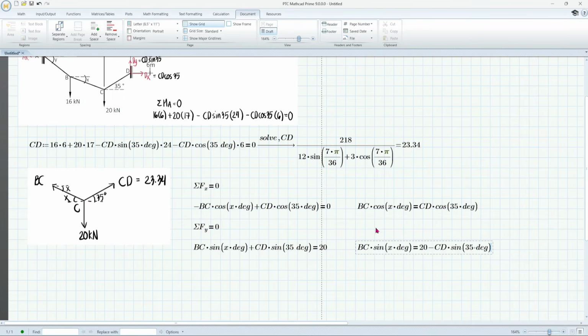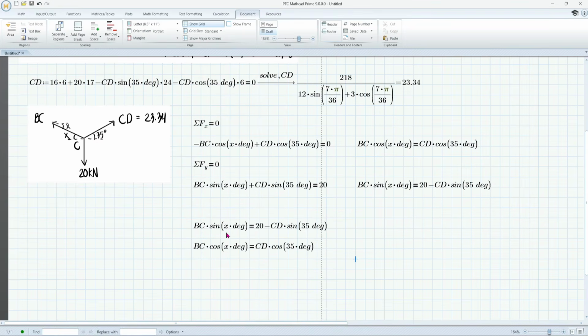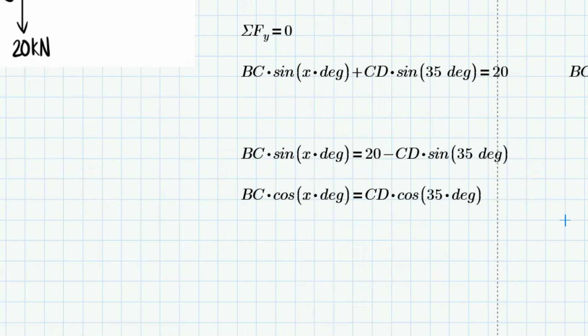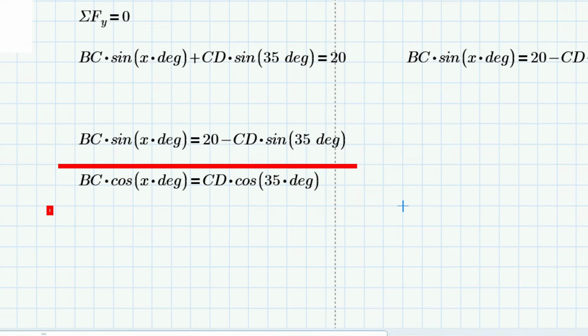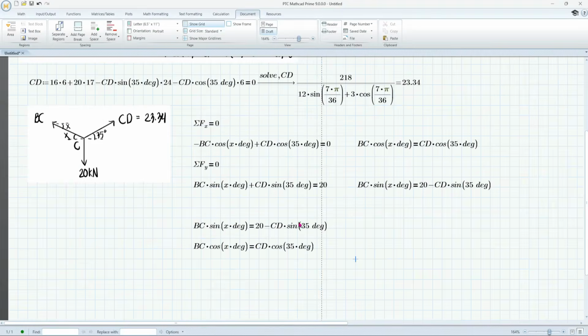Notice na itong dalawang equations, yung pwede natin gawin dyan is to divide both of the equations. If we have equation 2, then divide natin by equation 1. BC sine X degrees, ito na lang. Pag i-divide natin yan, magka-cancel yung BC. Diba? Magka-cancel yung BC, then sine over cosine would become tangent. So, ito yung gagawin natin.